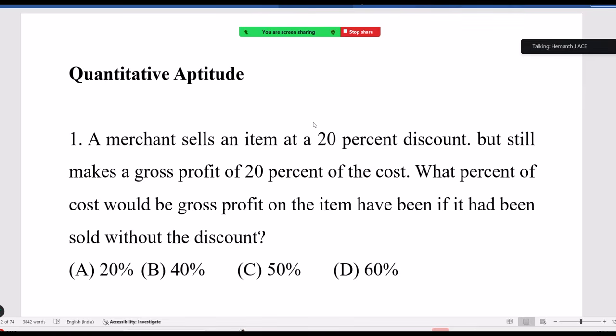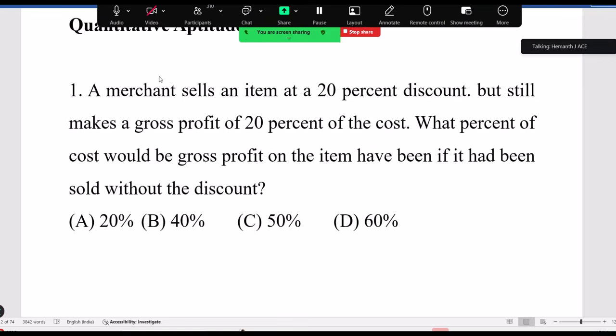This is a question from profit and loss. A merchant sells an item at a 20% discount but still makes a gross profit of 20% of the cost. What percent of the cost would the gross profit on the item have been if it had been sold without the discount? So you just read the question. With a 20% discount, he is getting 20% profit. If you don't give the discount, what will be the profit you will get?